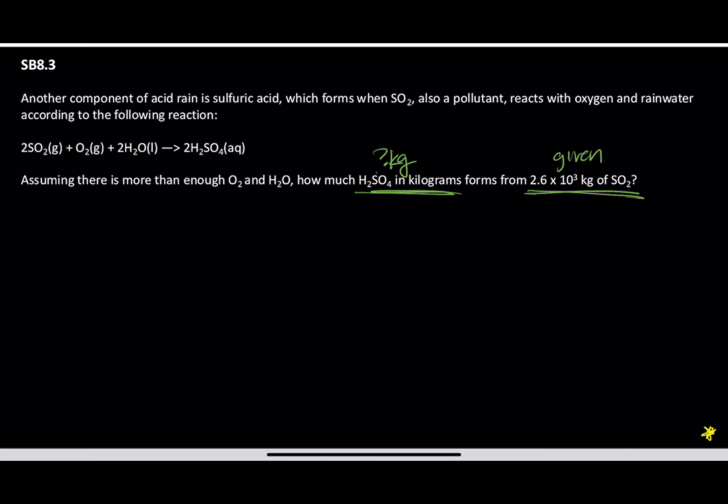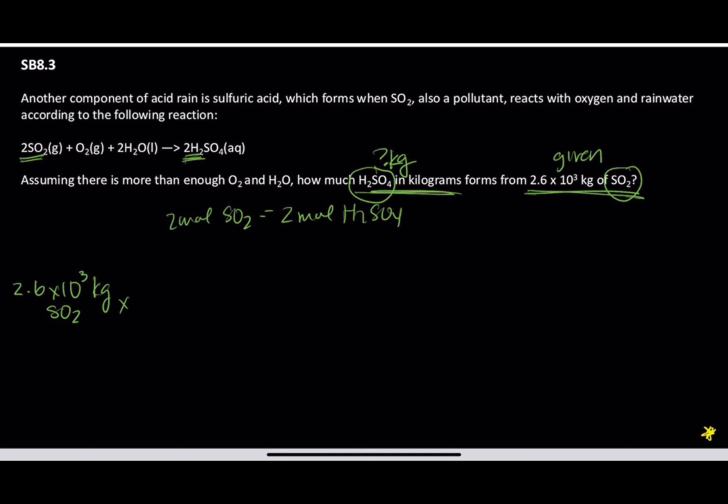Now, if I want to talk about H2SO4 versus SO2, right, the only way to talk about substance A versus substance B is by using a mole ratio, which means I've got to go back to my balanced chemical equation and find my pieces, which says that 2 moles of SO2 are equivalent to 2 moles of H2SO4. Now, if I want to use a mole ratio, that means I've got to get my SO2 into, that's right, moles, right? Starting with our given, which is our 2.6 times 10 to the third kilograms of SO2.